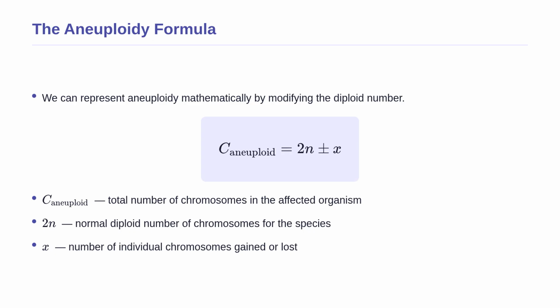If x is 1 and we are adding it, the formula represents trisomy, meaning 1 extra chromosome. If we subtract it, it represents monosomy, meaning 1 missing chromosome. When the value of x increases, the genetic imbalance becomes more severe, often becoming fatal.